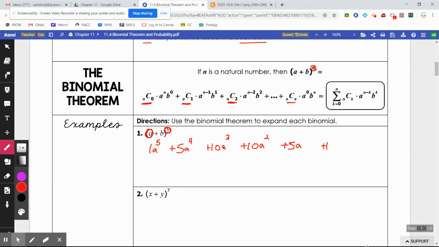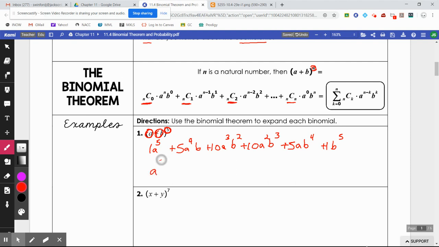Then you're going to take the second value, this positive b, and raise it to the 0 power, and we're going to count up now instead of counting down. So b to the 0 power right here, you don't have to put. Then we're going to do b to the first, b to the second, b to the third, b to the fourth, and b to the fifth. Let's clean that up a little bit.